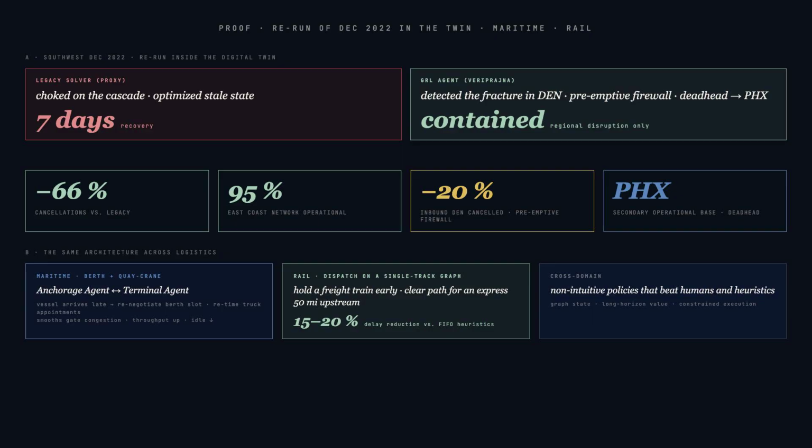The same architecture is being adapted across logistics. In maritime, anchorage and terminal agents renegotiate berth slots and truck appointments in real time as vessels arrive late. In rail dispatching, the agents learn to hold a freight train early to clear a path for an express train 50 miles upstream. A non-intuitive policy that outperforms human dispatchers and first-in first-out heuristics by 15 to 20% in delay reduction.